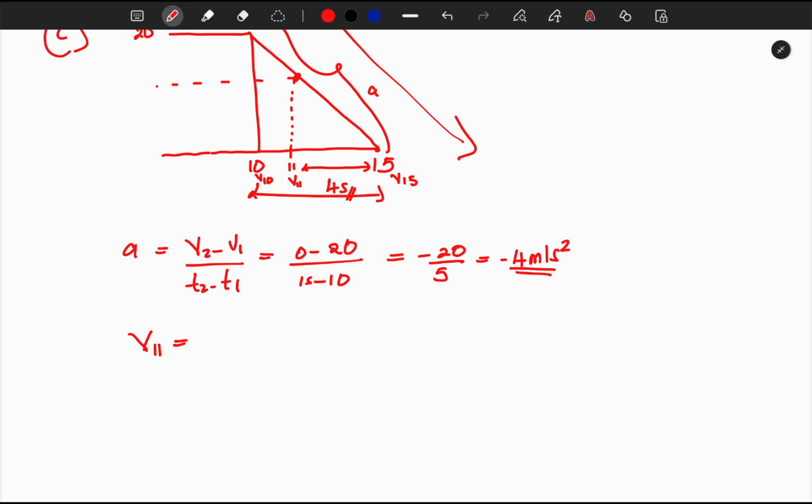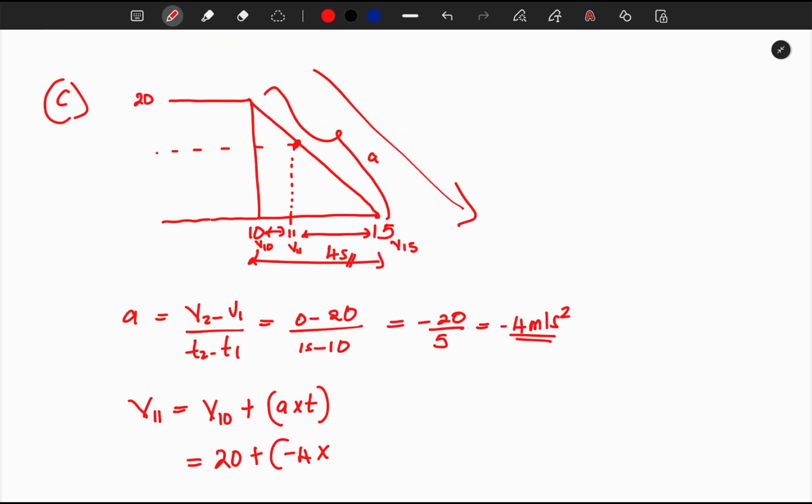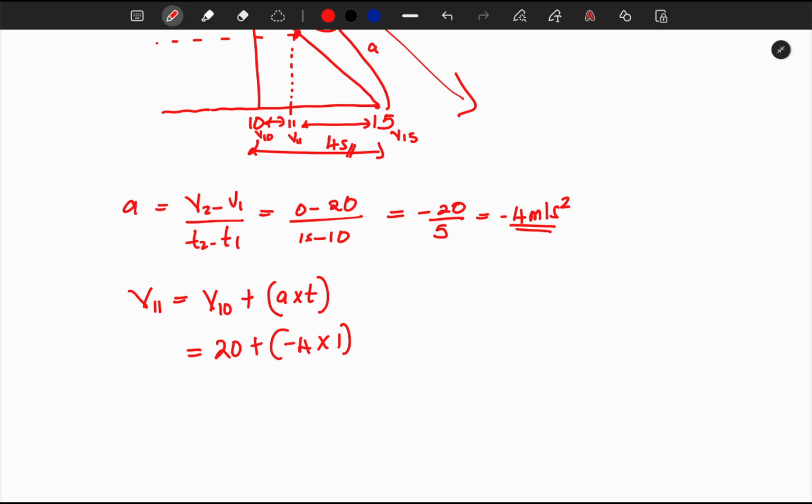So the speed at 11, remember, is just the speed at 10 plus the new speed. Now the new speed is coming from where? It's coming from acceleration times time, okay? So the speed at 10 is 20 plus acceleration, which is -4, times time. The time difference between 10 and 11 is actually 1. So the final speed at 11 will be 16 meters per second. So this is the speed at time 11.